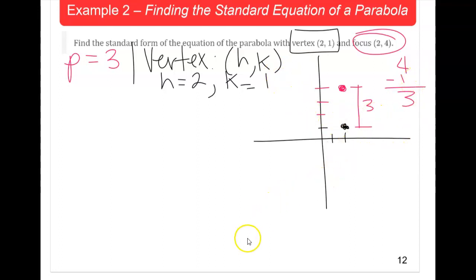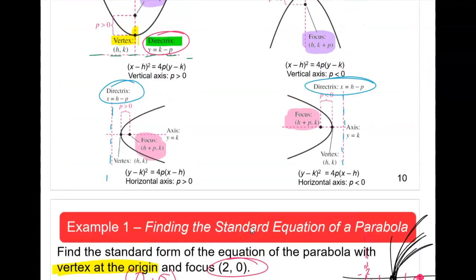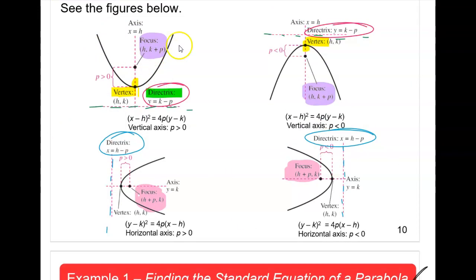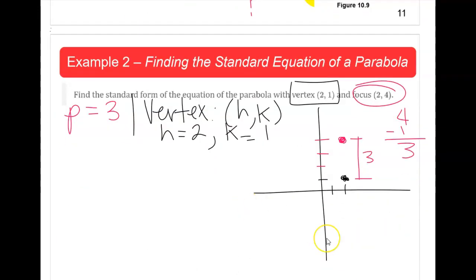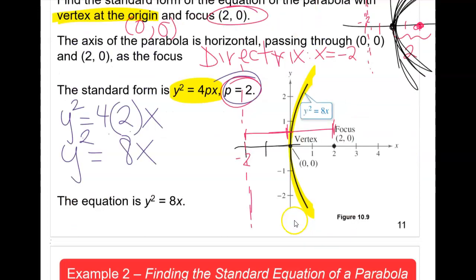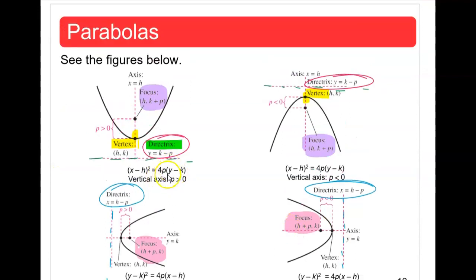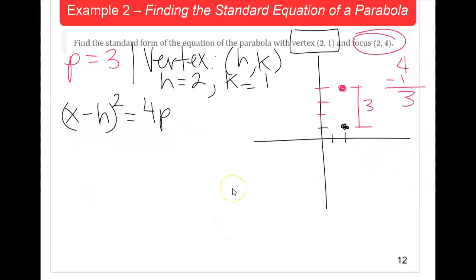So I'm going to go back to the slide that has the formulas and show you which formula you will use. We will be using this one: x minus h squared equals 4p times y minus k. Actually, I'm just going to double check. 4p, parentheses, y minus k. And so you see, we already have all the values needed.